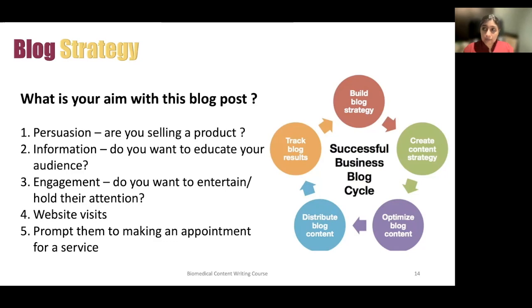Then you optimize your blog content for Google, make it so that Google likes it. Distribute this blog content, share it on your social media channels, share it on various other platforms, and then you track your blog results. By tracking, we mean we're taking a look at how many people have actually visited your website through your blog, how many people have read your blog, how high is your website on Google search rankings, how many comments and feedback you've received from it.